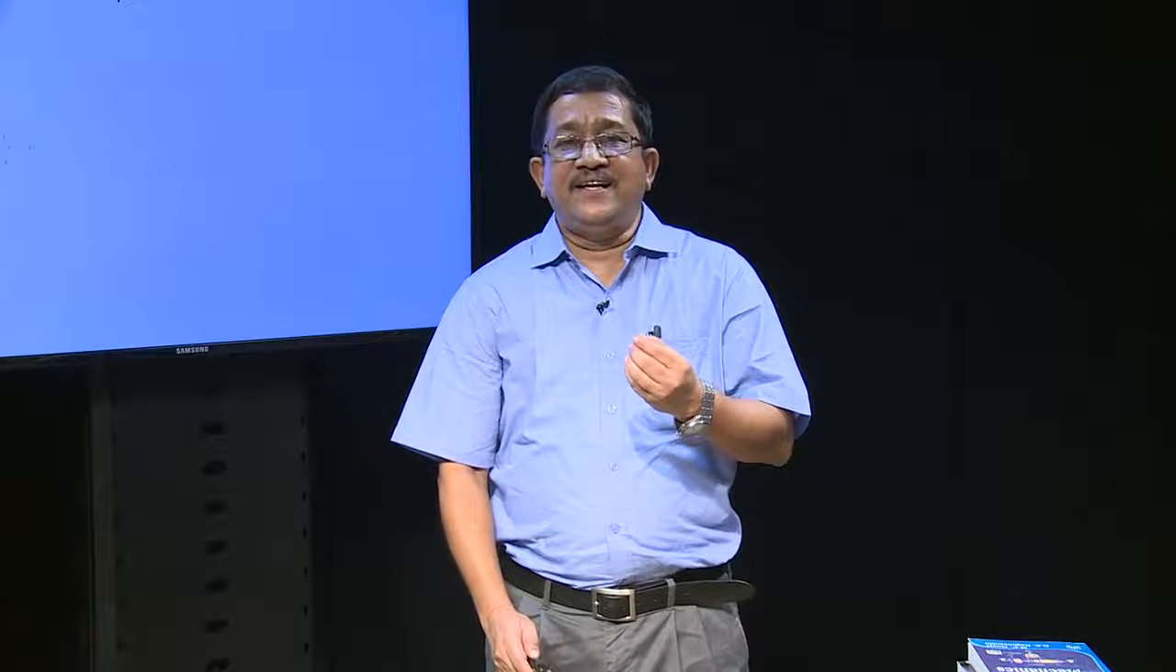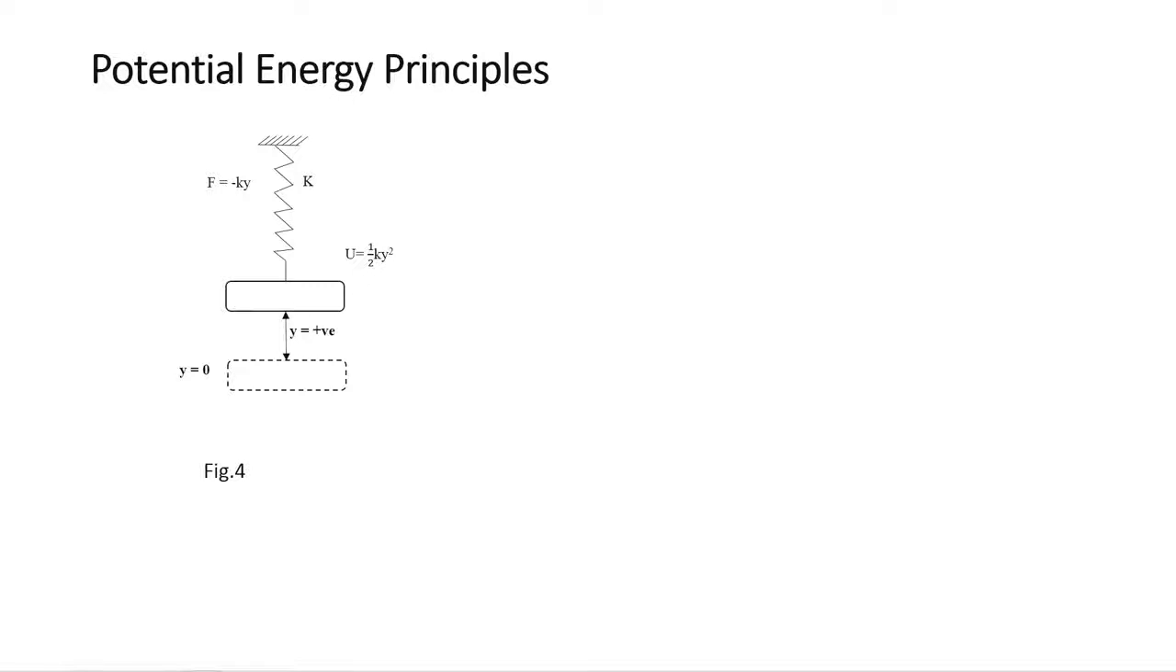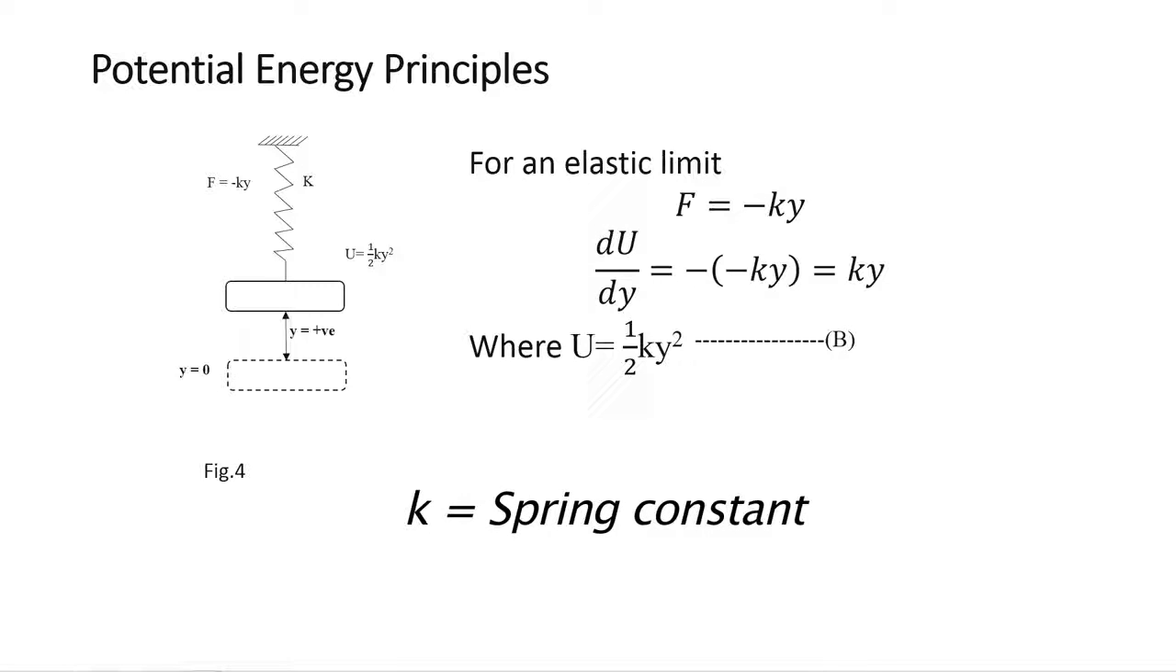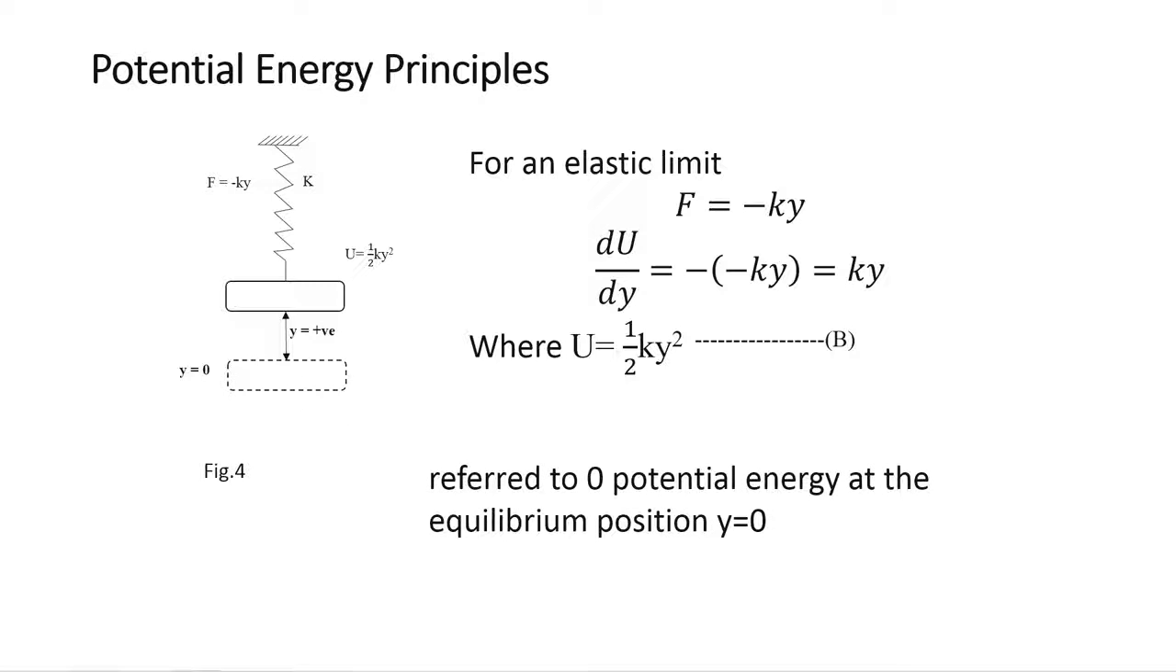Now, in the case of the spring force, you can find that the force is nothing but minus ky, where k is the spring constant. Now, dU/dy is nothing but ky, where U is equal to half k y square. Refer to zero potential energy at the equilibrium position, y equal to 0.